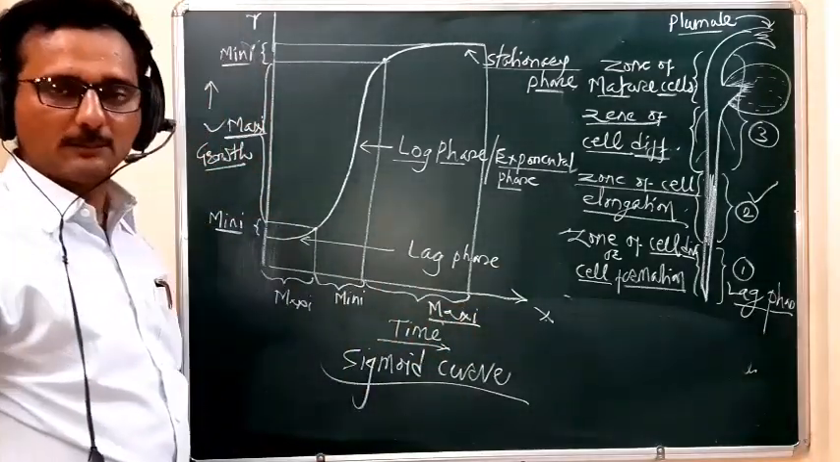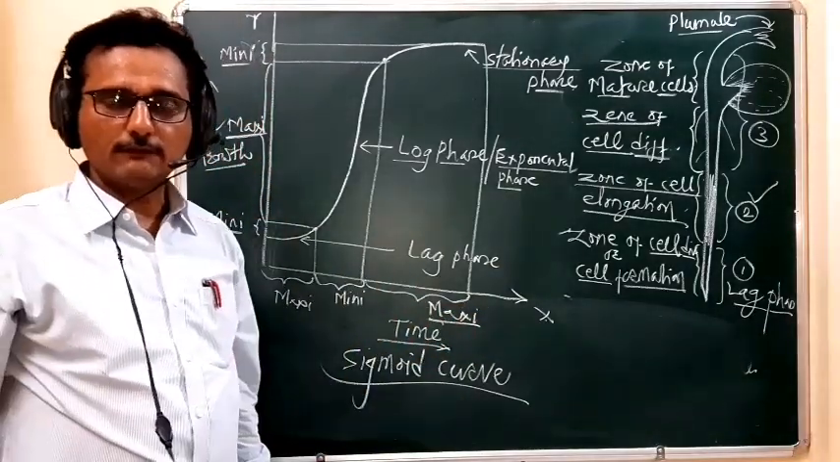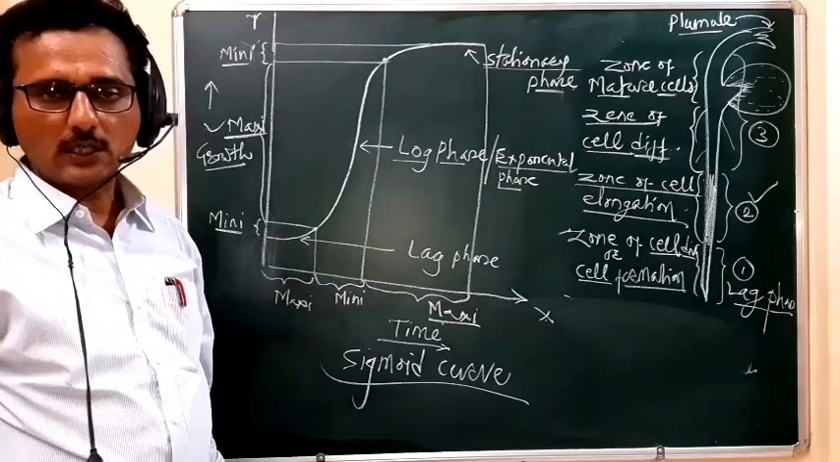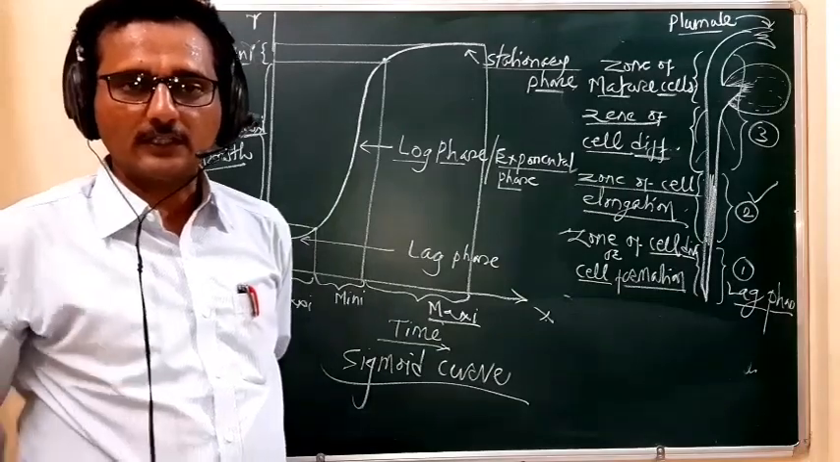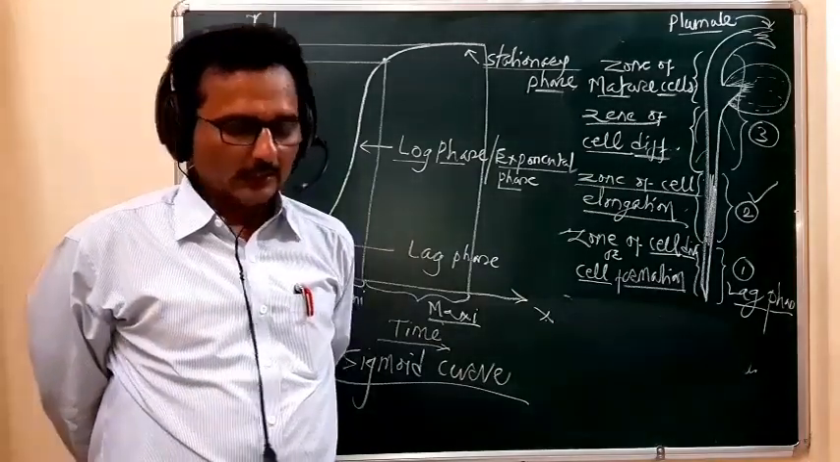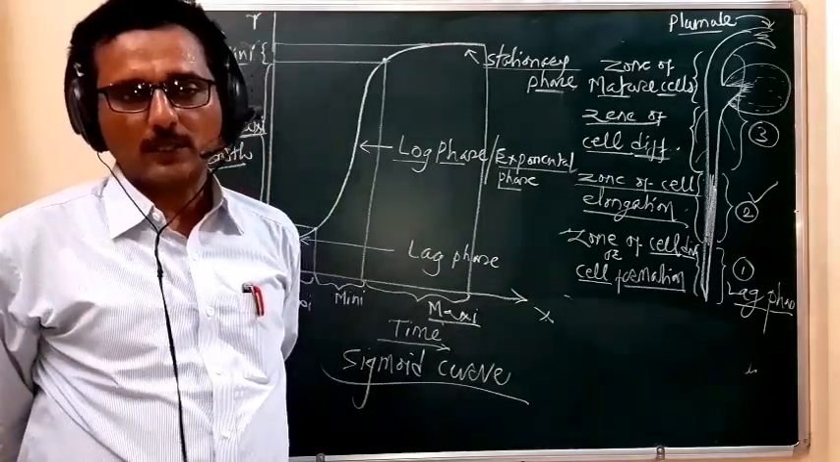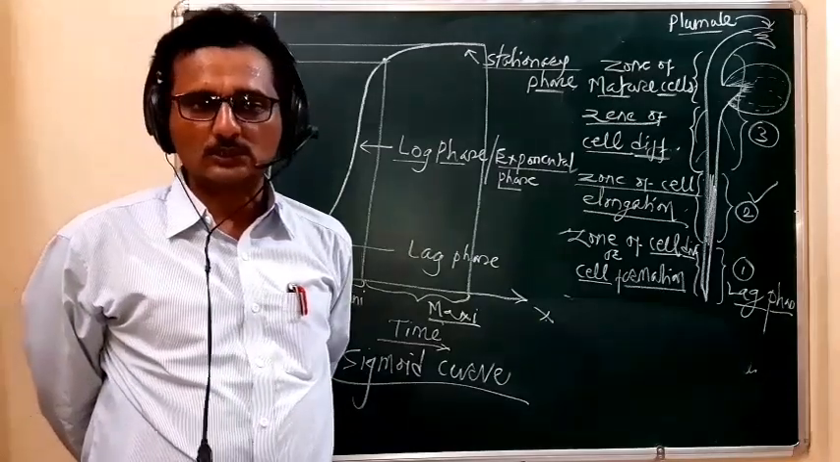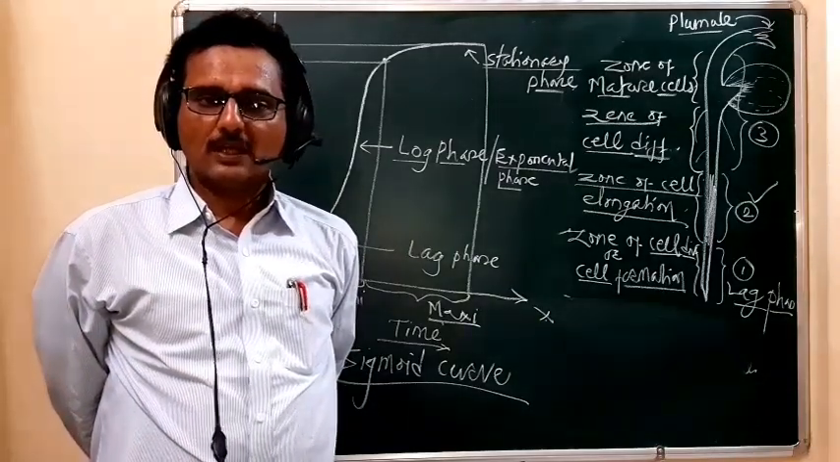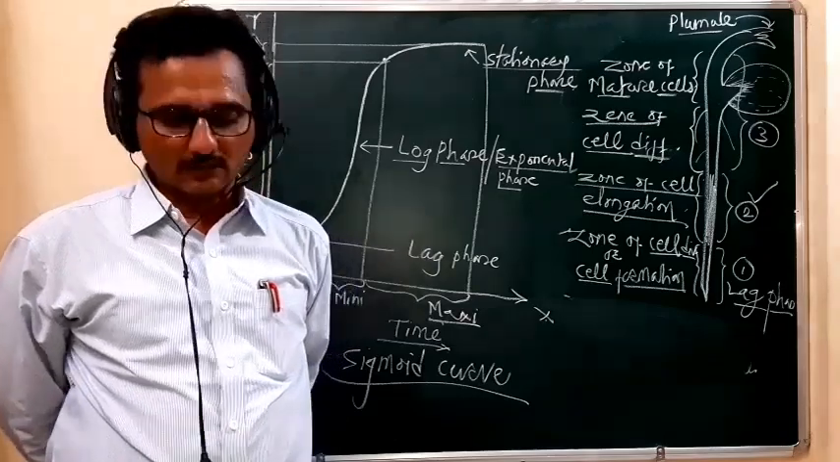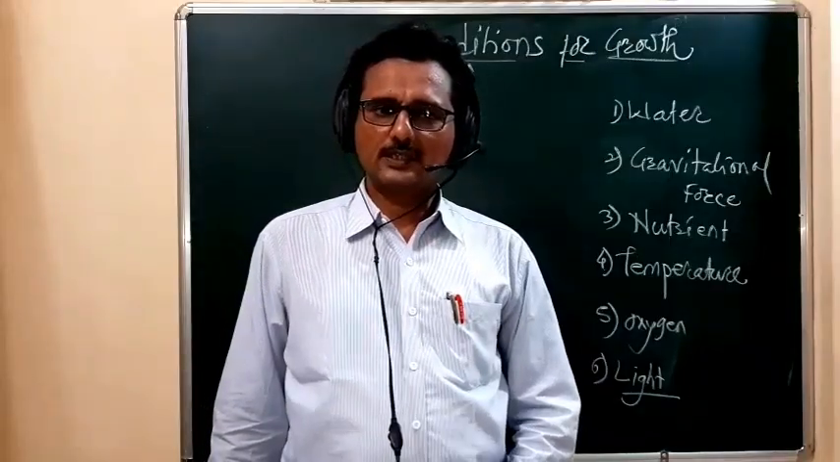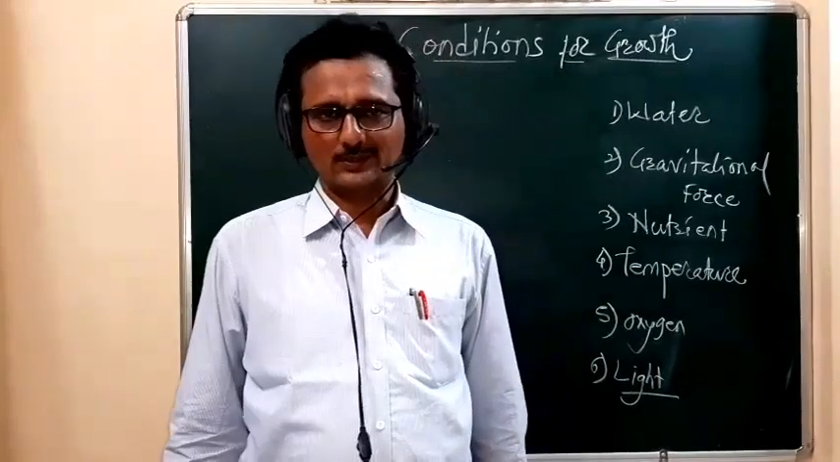So remember, student, these are the various phases of growth, and we have to represent that growth graphically. It shows the typical sigmoid growth curve, and with the help of that sigmoid growth curve, we saw the growth with respect to time requirement. So now we will see about the conditions of growth.